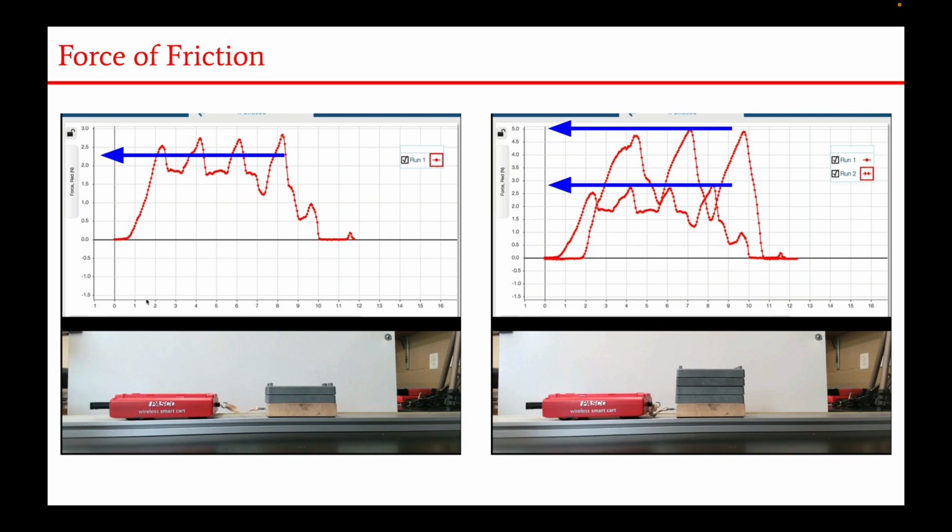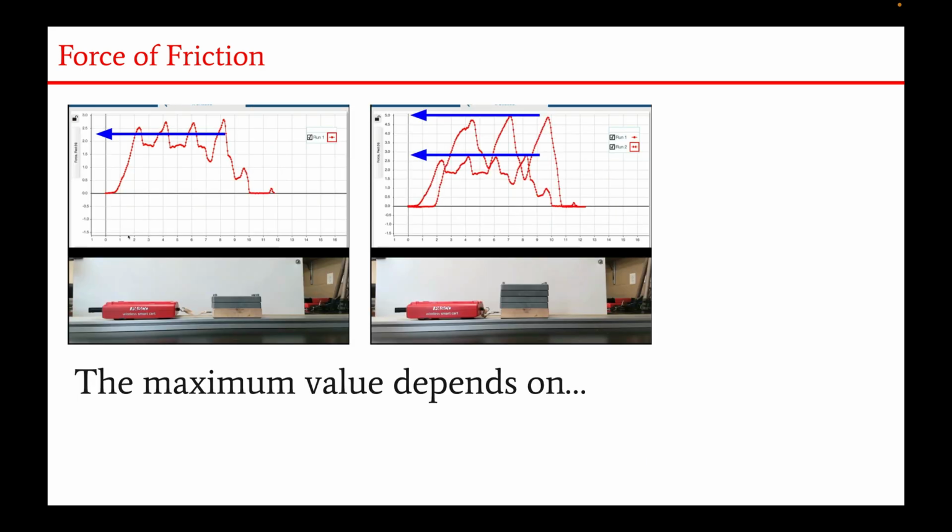So when we think about static friction, it depends on two values. One is the normal force. And you might be thinking, didn't we increase the force of gravity? We did, but when we increased the force of gravity, that increased the normal force between the wooden block and the track.